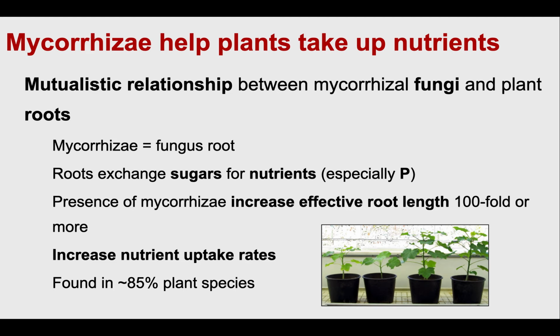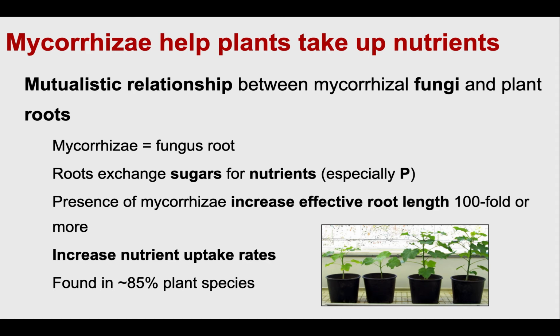All right. So when we're thinking about nutrients, thinking about sugars, there's a really cool mutualistic relationship that can occur in the roots. We can have a relationship between mycorrhizal fungi and plant roots. Mycorrhizae really means fungus root, if we broke down that word into its terminology. So they're going to associate with the roots of a plant. These fungi and the roots are going to exchange sugars for nutrients, especially phosphorus. I'm not sure why it's phosphorus in specific. I have to look that up for you, but phosphorus is a really key nutrient that they like to exchange.